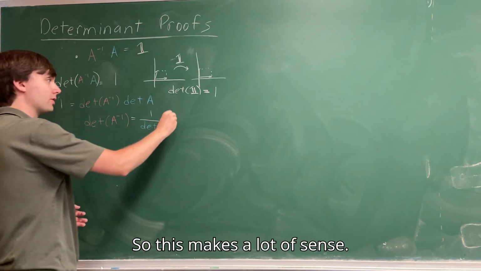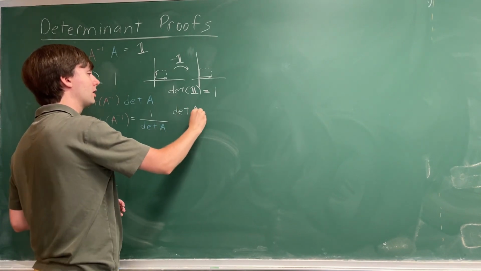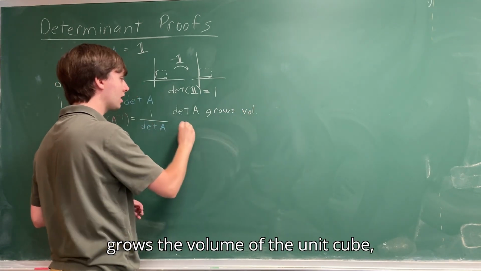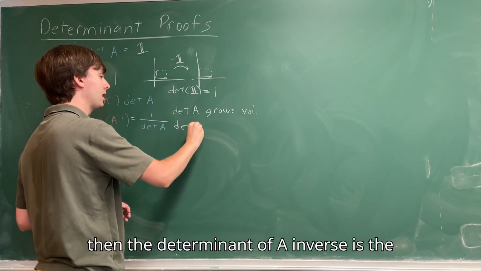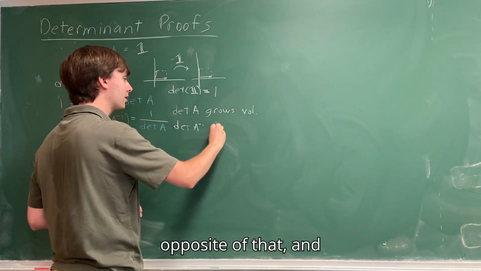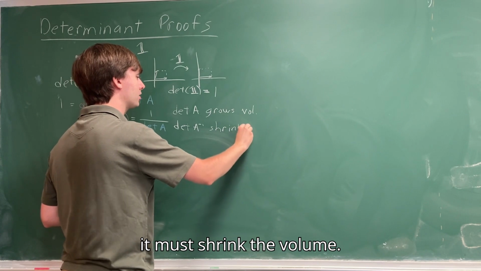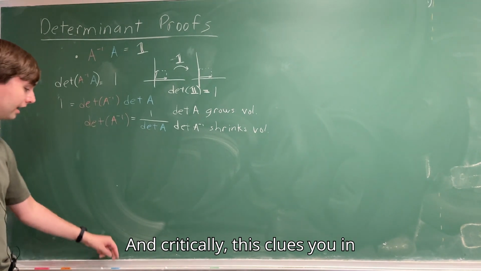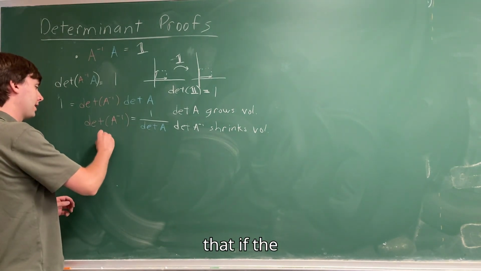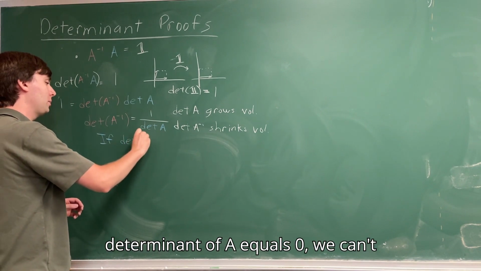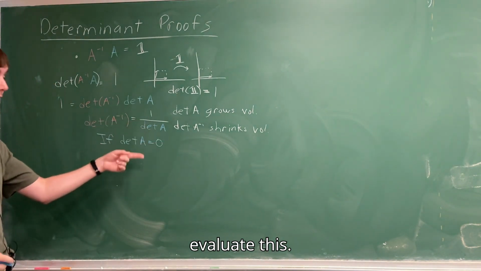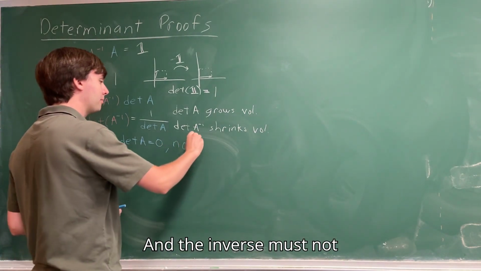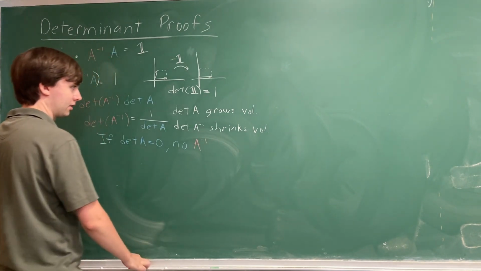So this makes a lot of sense. If the determinant of A grows the volume of the unit cube, then the determinant of A inverse is the opposite of that, and it must shrink the volume. And critically, this clues you in that if the determinant of A equals 0, we can't evaluate this. And the inverse must not exist.